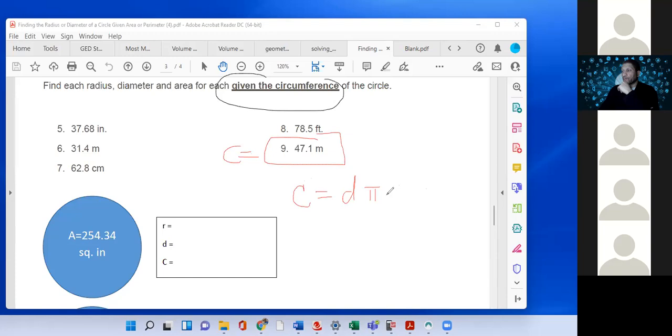You want to get D by itself? You have to divide first. Divide by what? By pi.